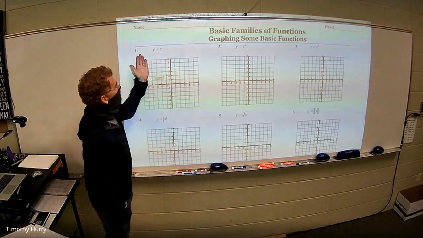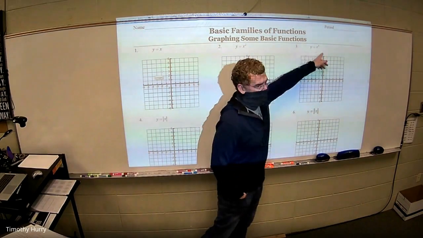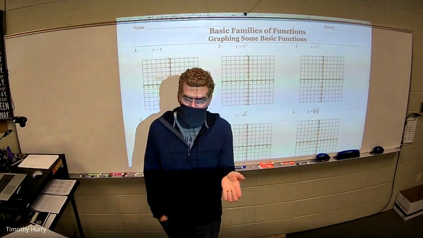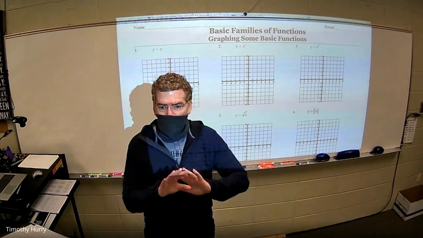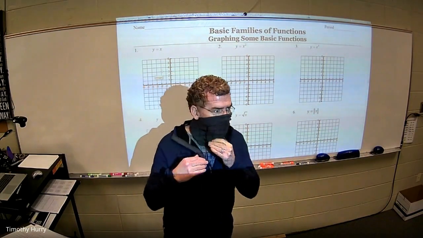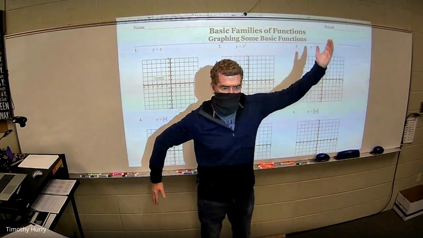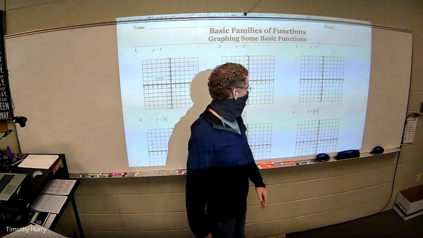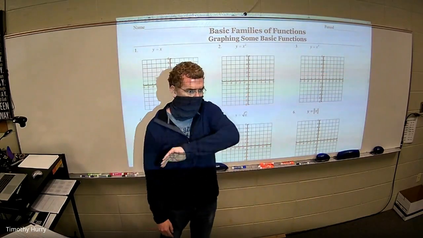I know that if I ask you to graph y equals x, or y equals root x, or y equals x cubed, that you can plug in things for x, figure out the y, and mark those points. I know you can do that. My goal is for you to be able to see an x cubed graph and know that it looks kind of like this. I want you to be able to see a square root graph and know that it looks like this. All right?